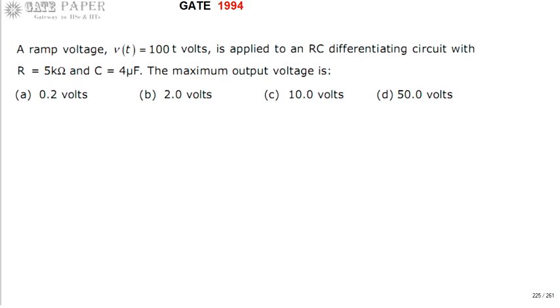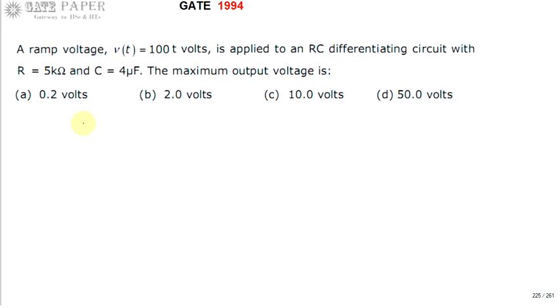Hello, we are discussing the GATE 1994 ECE paper, and this question is related to analog circuits. A ramp voltage of 100 volts is applied to an RC differentiating circuit with R value of 5 kilo ohms and capacitance value of 4 microfarad. What is the maximum output voltage you may get? That we are going to calculate.